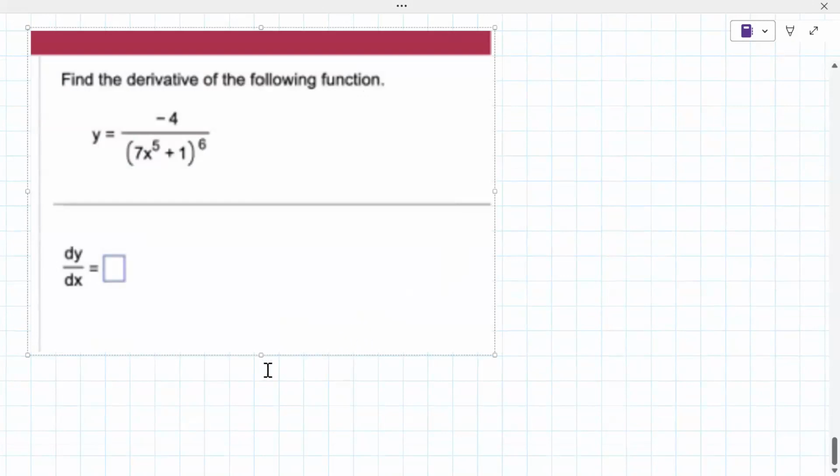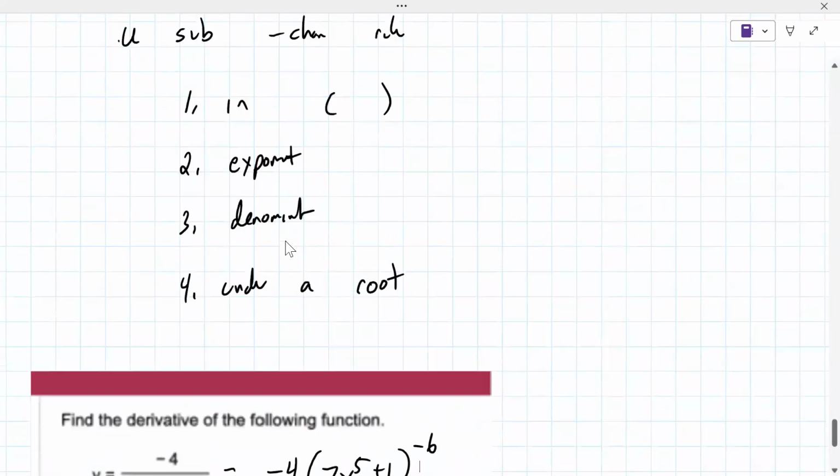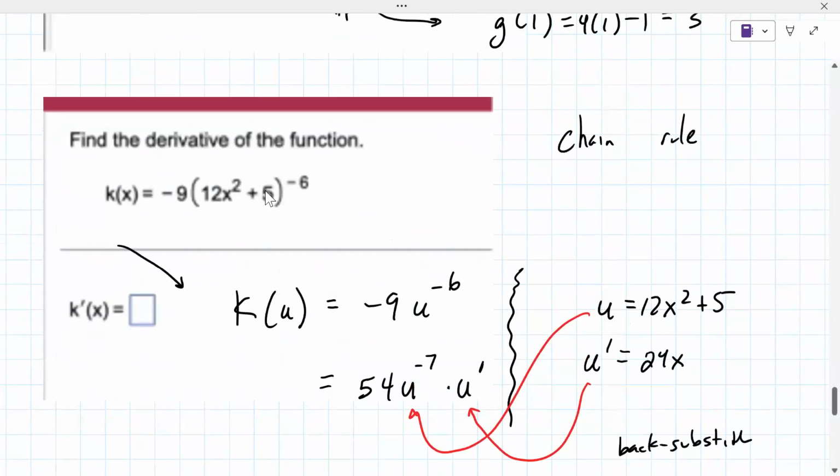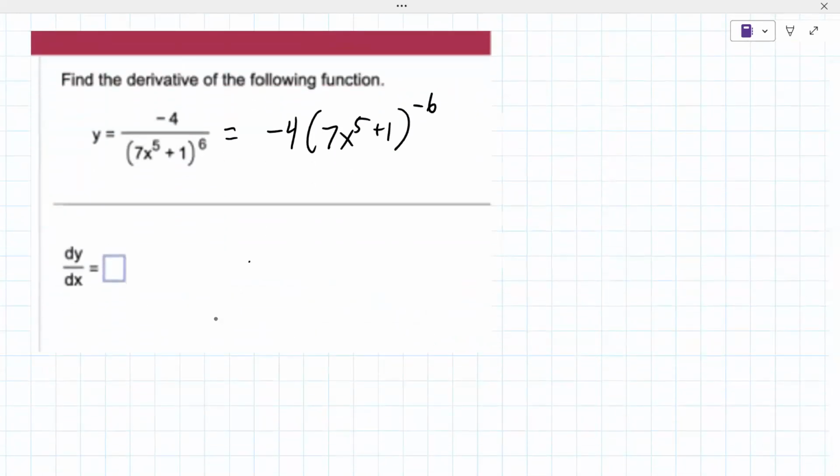Good. So there's a small rewrite here to do. y equals -4 parentheses 7x to the 5th plus 1 to the minus 6 power. And now it looks a lot like what we were just doing. The previous problem had basically the same structure: some number out in front, something in parentheses to a negative exponent. Could be a positive exponent. So we're going to rewrite this as y equals -4u to the minus 6, where u is 7x to the 5th plus 1.